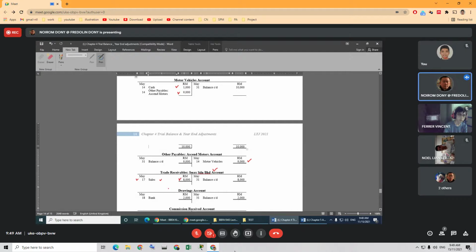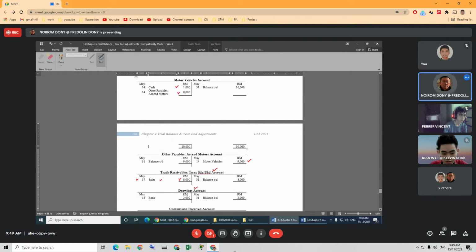On the 18th, issued a check of 2,000 to pay the owner's personal life insurance. So the keywords are check and personal life insurance. But for personal life insurance, we don't have to open that account because whatever is being taken out by the owner, we only record into one account, that is the drawings account.